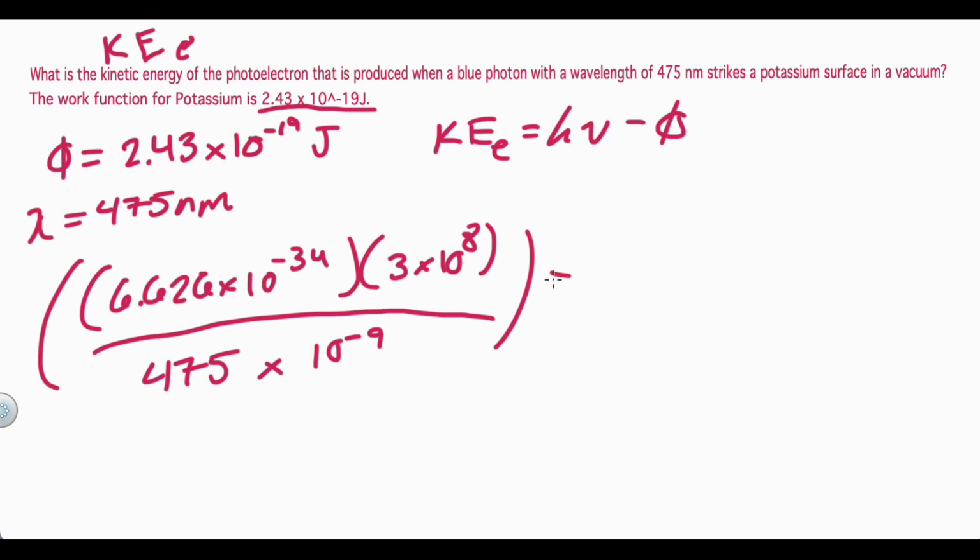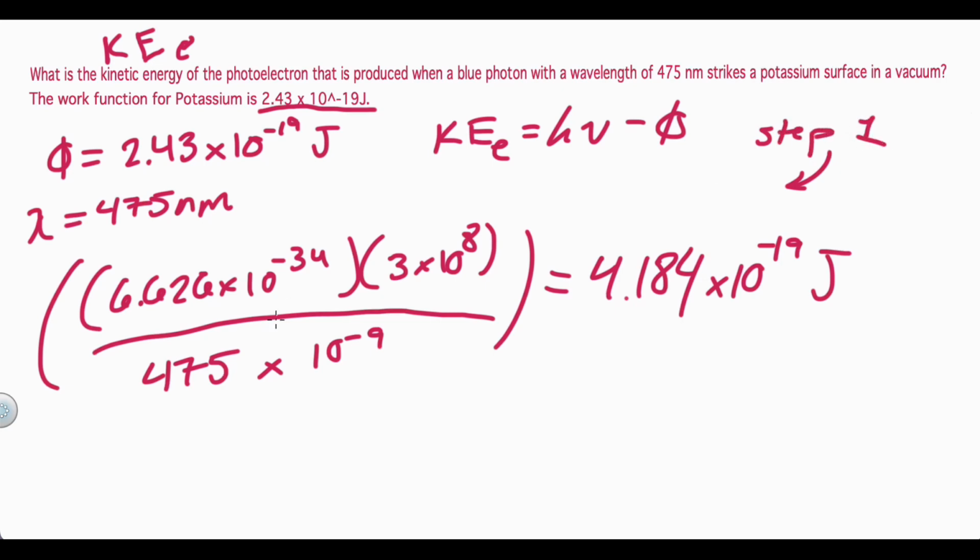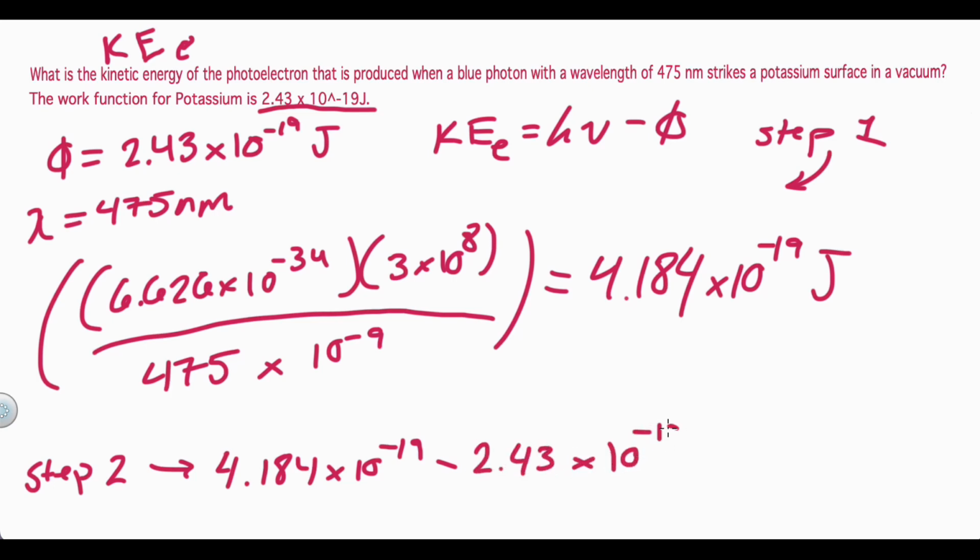Okay, you should get 4.184 times 10 to the power of negative 19 joules. Okay, that is what you should get. Now, that's just step one. Okay, step two. If you've been through the 3rd grade, you should know how to do this. It's just getting 4.184, the energy of a photon, times 10 to the power of negative 19, and subtracting that by the work function, 2.43 times 10 to the power of negative 19.